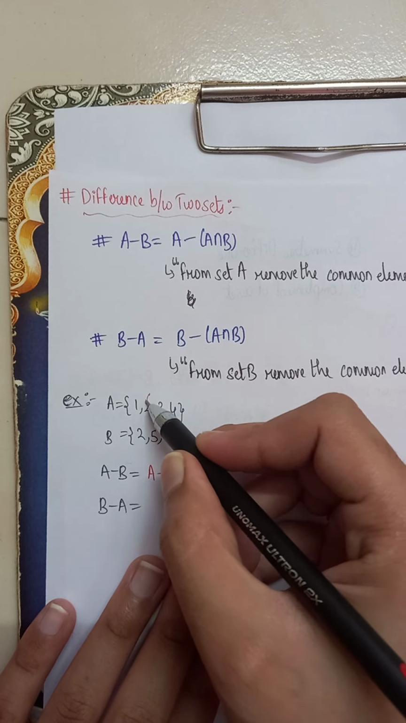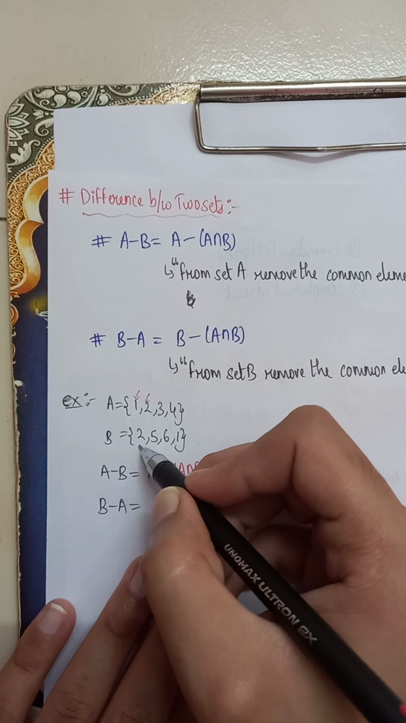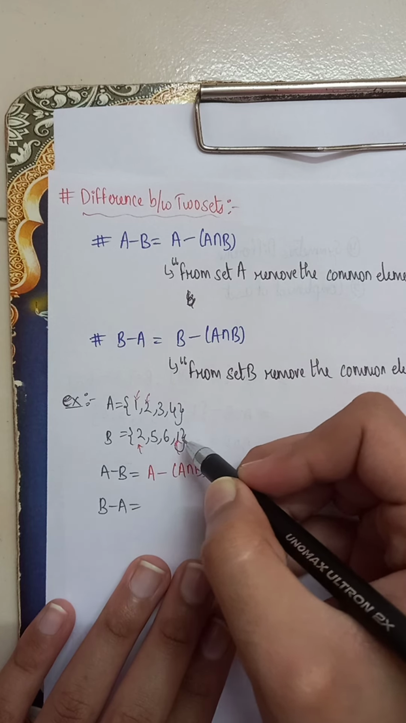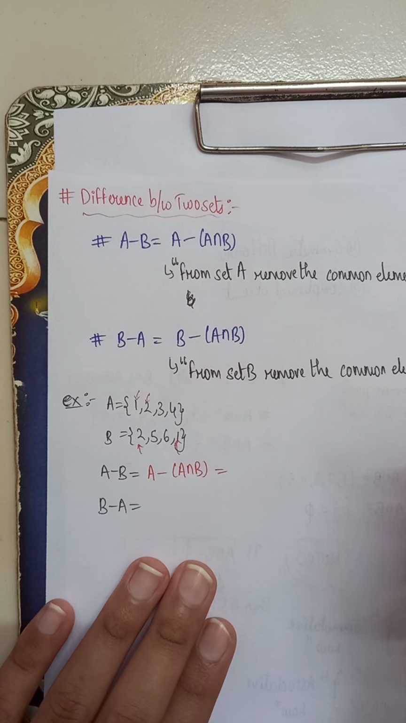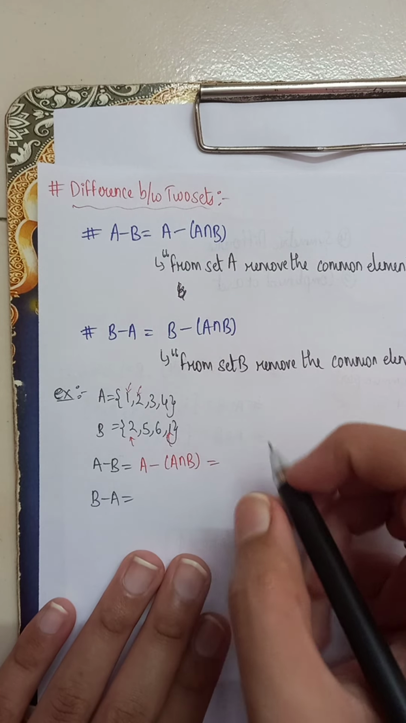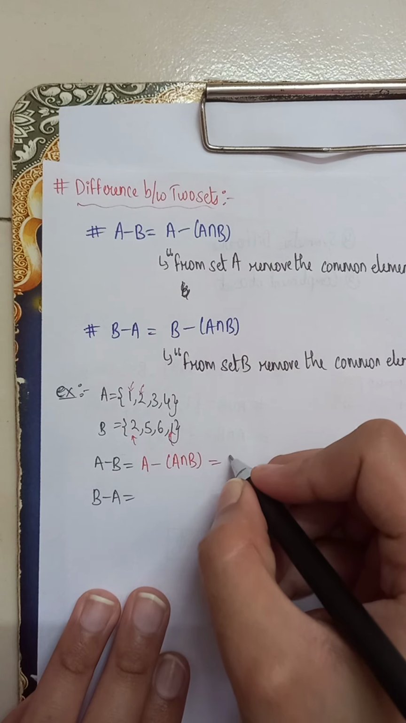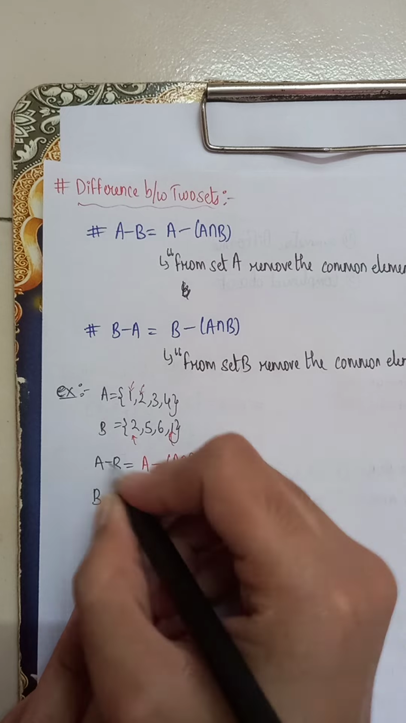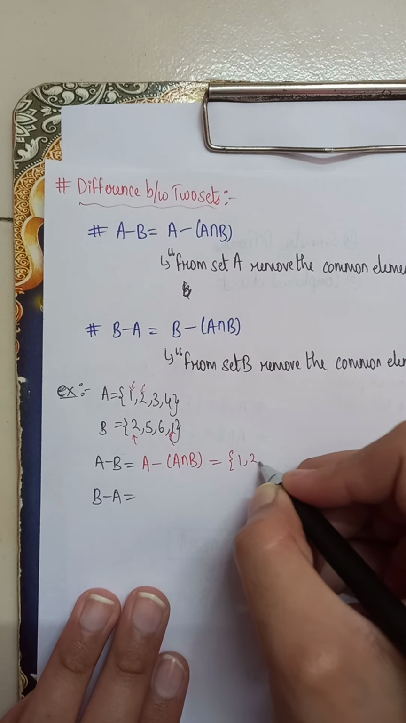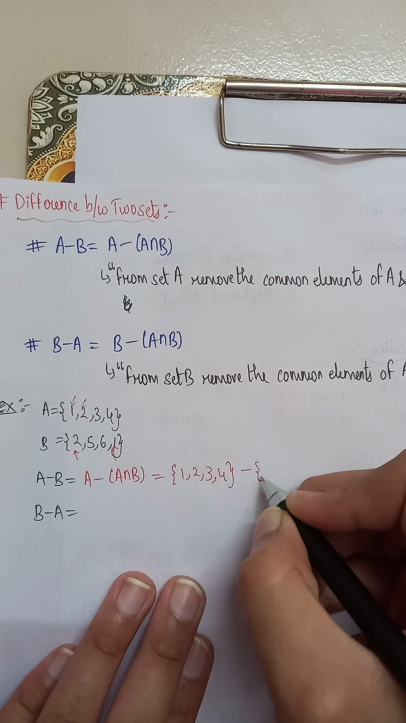I can see 2 and 1 in set A, and I can see the same 2 and 1 in set B also. So I find 2 and 1 are common, so I need to remove 2 and 1 from set A. I'll try to show you like this. 1, 2, 3, 4, this is set A minus A intersection B.